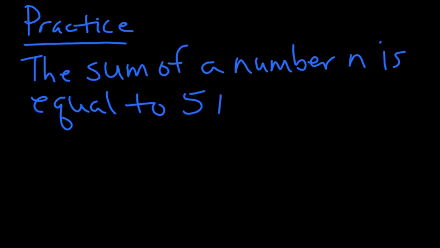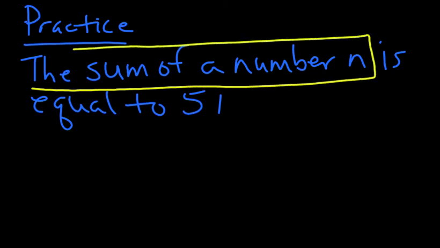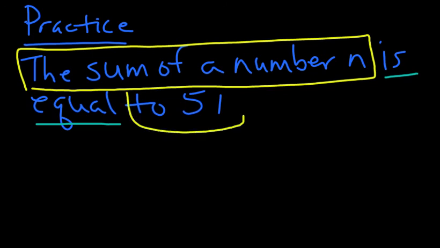Okay, let's practice on this one. The sum of 42 and a number n is equal to 51. First, let's divide it up into parts. The sum of a number n is one part. Then, the next part is equal. That's going to be the sign. The third part is 51. So we got three parts.